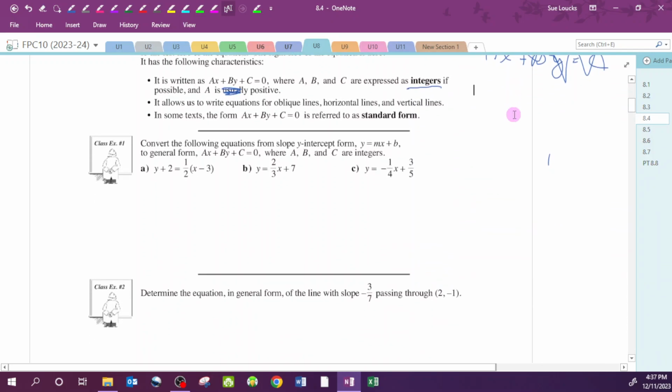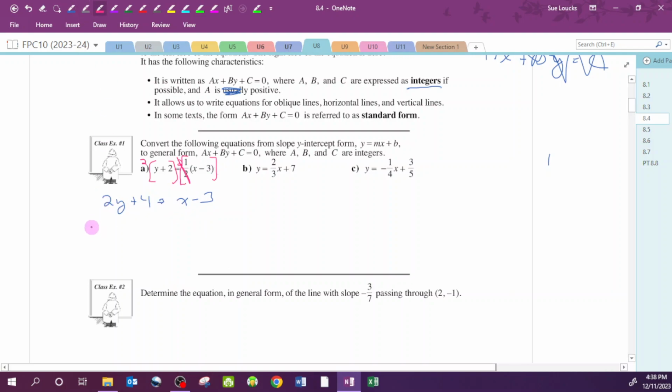Okay, this one says to convert these equations from slope-intercept form to general form, we're just going to use our algebra skills. Let's do this example here. This is going to be y plus 2. I want to get rid of this fraction, so the best way for me to do that is to multiply this whole side by 2, which means I have to multiply this side by 2. And then these 2's cancel out because this 2 is in the denominator. So this is actually going to be 2y plus 4 equals 1 times, I don't need the bracket anymore either, it's x minus 3.